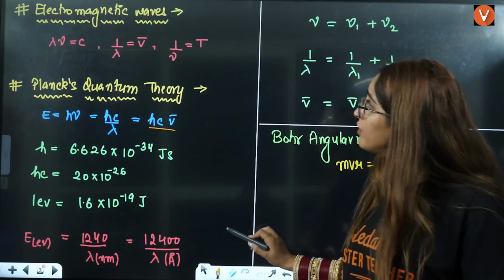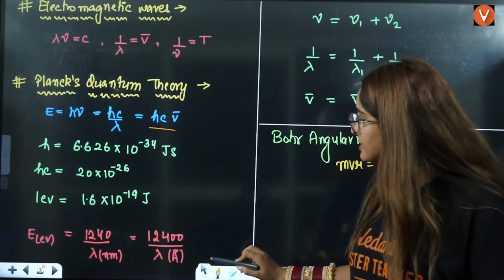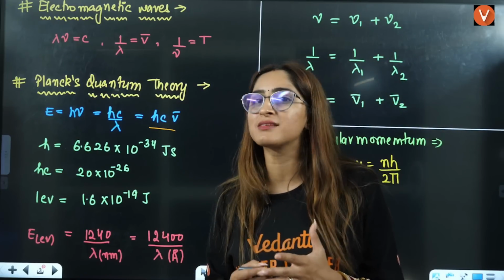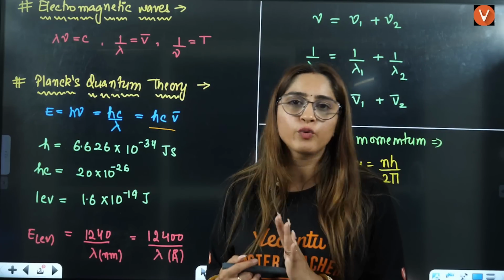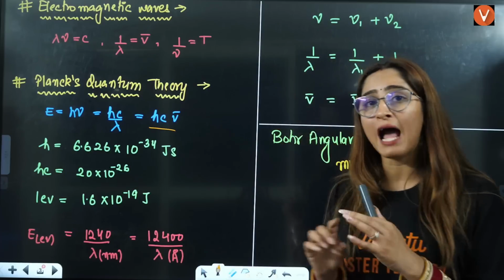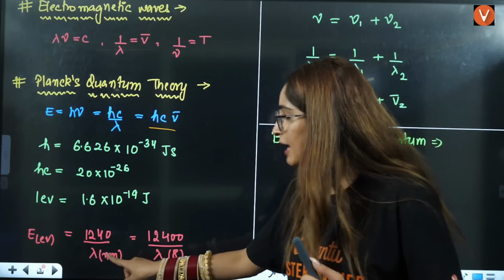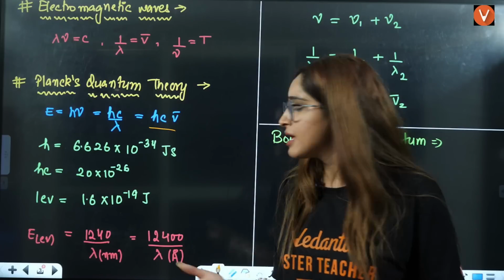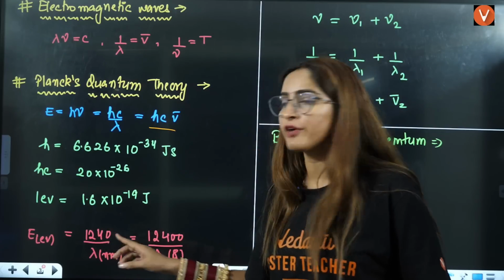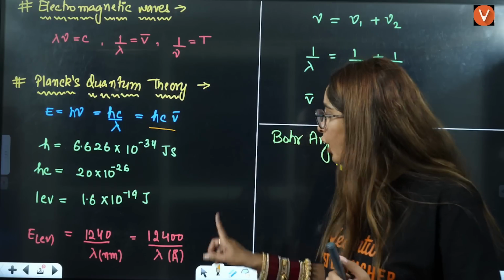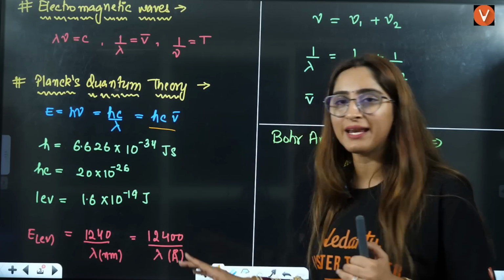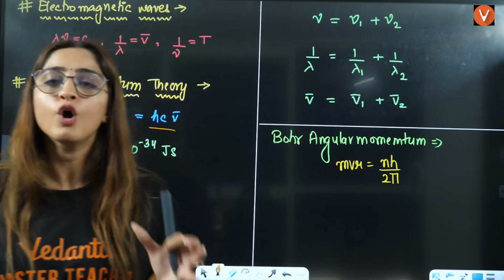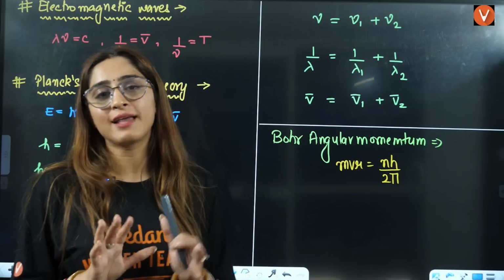Now, ma'am, one very important thing here is, what if they have asked you things in electron volt? How can you answer this directly? So if lambda is given in nanometers, or even if it is given in meters, convert it into nanometers, right? So 1240 divided by lambda in nanometers, or you can say 12400 by lambda in Angstrom. That is the direct relation that will really help you to solve the questions in the exam when you have less time, right?